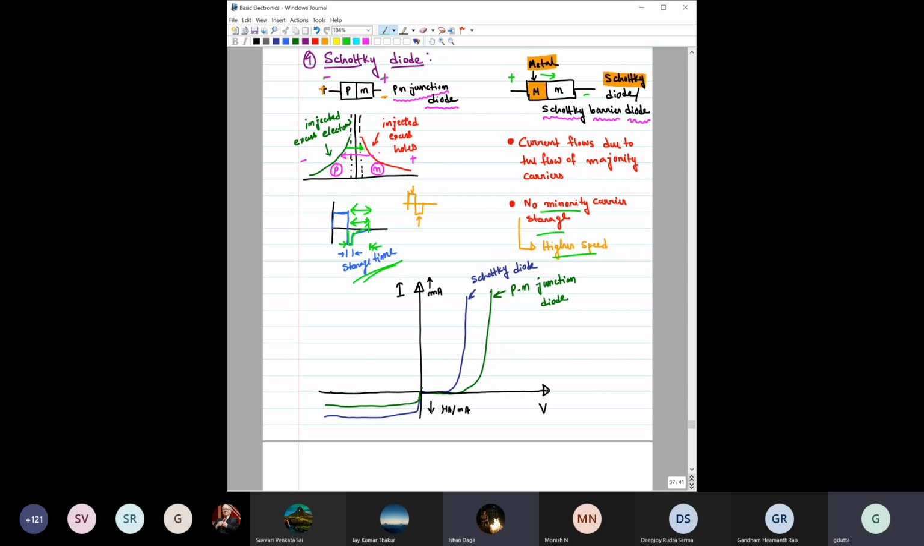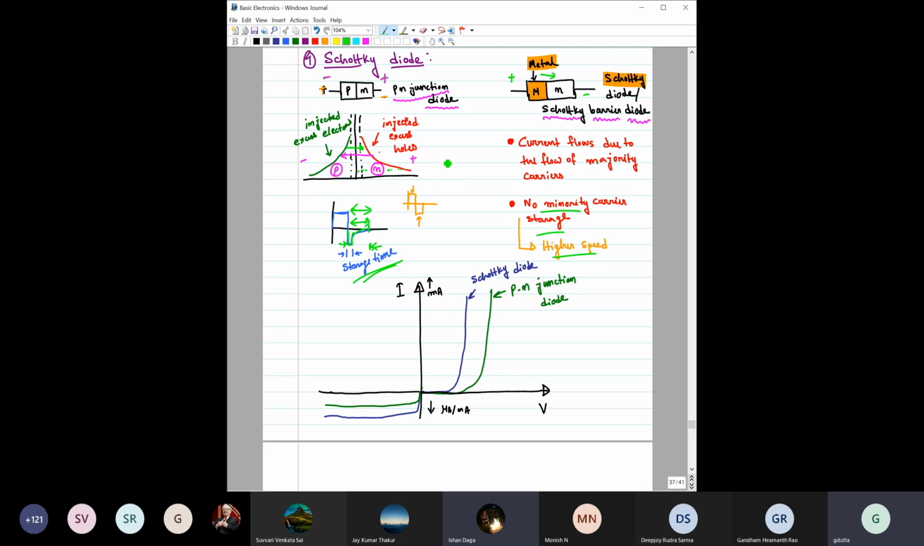Is this clear to you now? The N side would anyways have holes, right? Even in the Schottky barrier diode. Could you please repeat your question? Although we've replaced the P side, the N side would still have injected excess holes, or would it not have it?